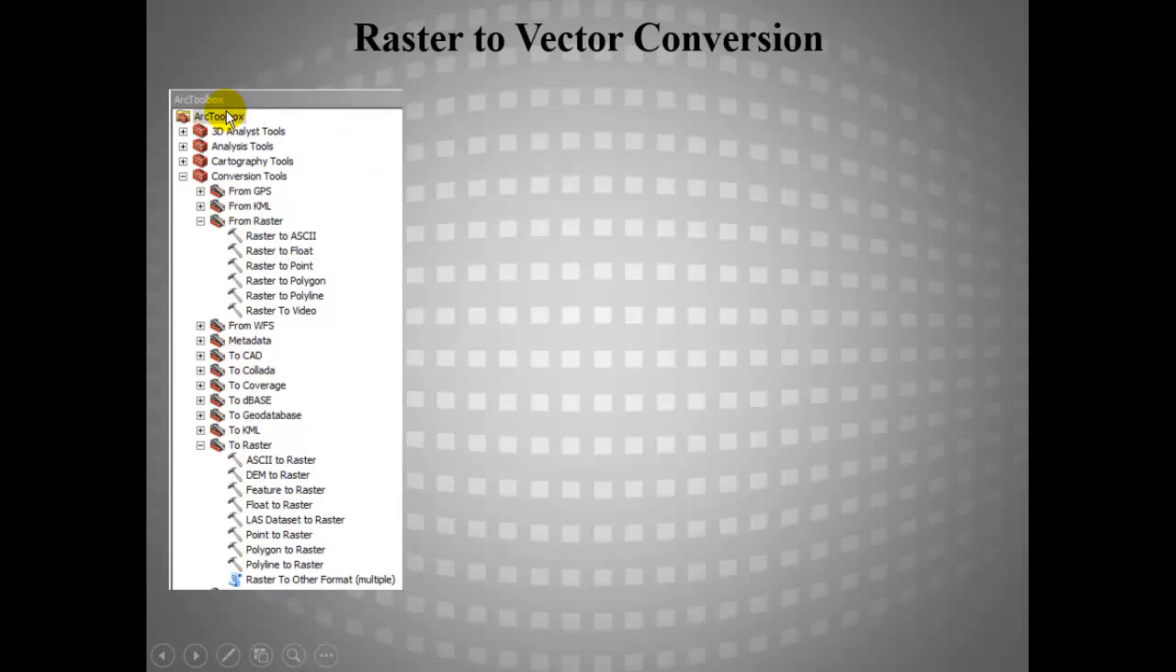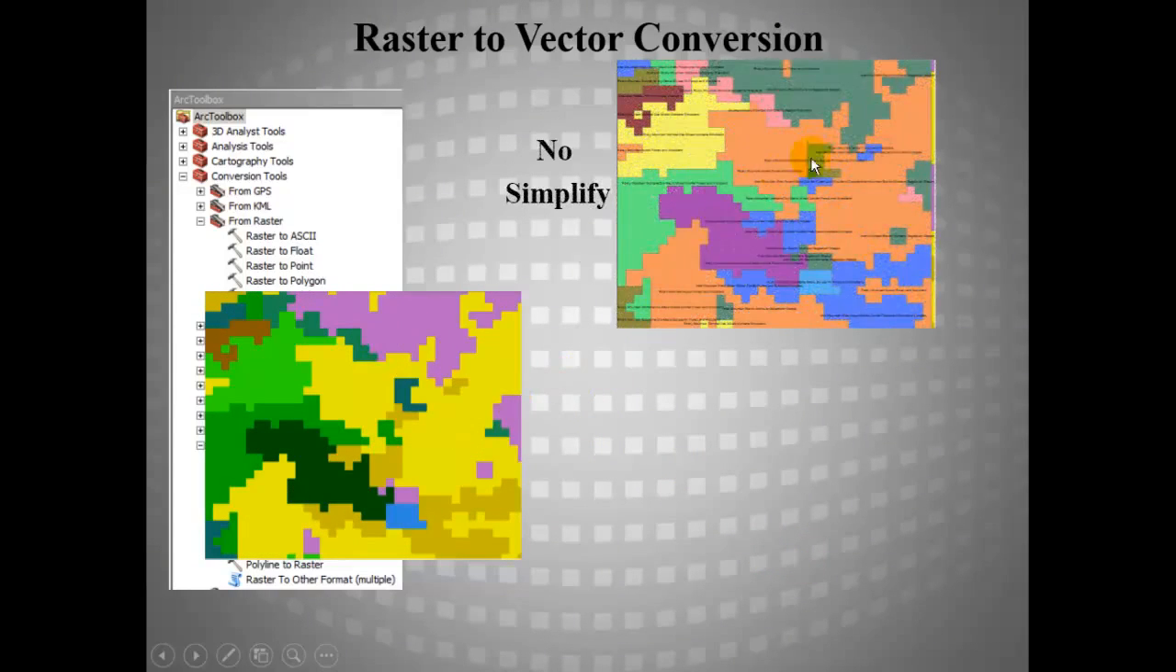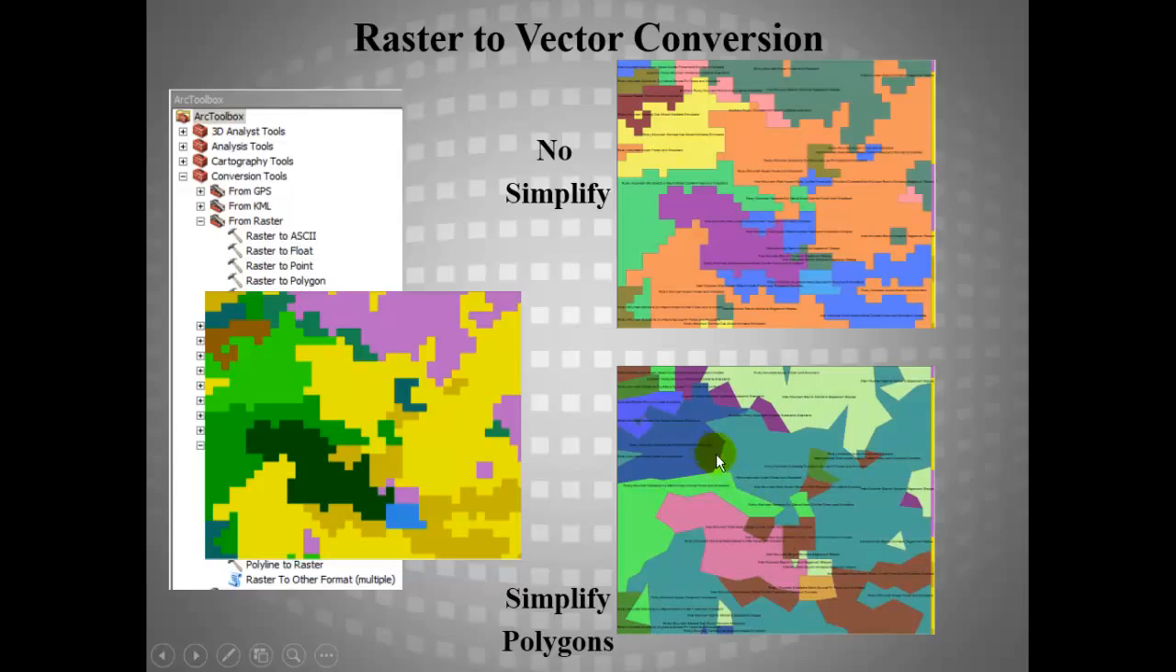Okay, our toolbox, this is where you do your converting. You can convert from raster, you can convert to raster. So if I'm going from raster to vector, I can go to points, polylines, polygons. I can do conversions in various ways. So here we have the input raster. I can do the basic conversion and say don't simplify the polygons, keep the stair steps in there.